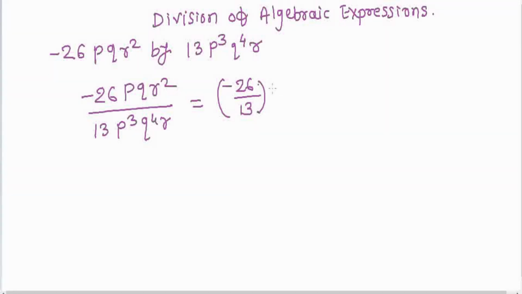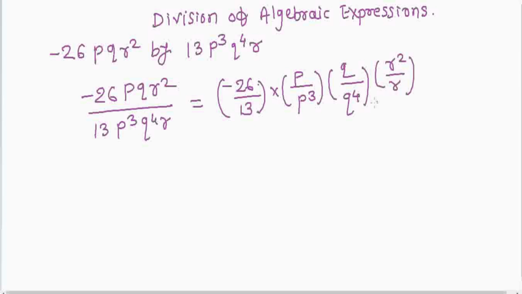Now see the like quantity we have here is p, and in the denominator we have p cube. In the numerator we have q, and in the denominator we have q raised to 4. In the numerator we have r square, and in the denominator we have r. Easily we know that 13 twos are 26. So this division will give us minus 2.